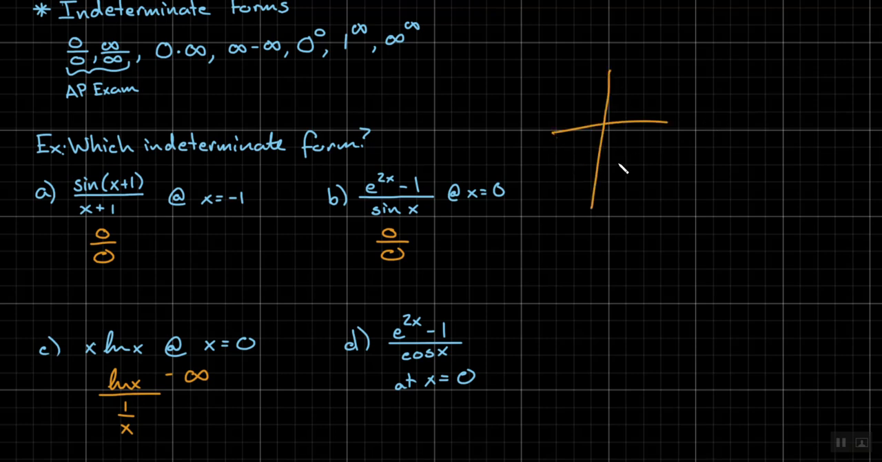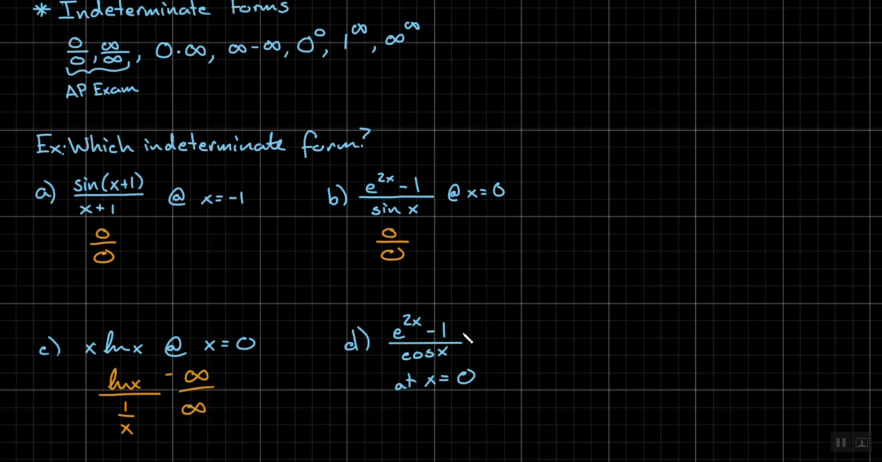Yep, so that's fair. Let me draw this correctly. If we look at the natural log, this is what its graph looks like. And as I get really close to 0, I shoot toward -infinity. So that's what I'm using to make sense of that. So I get -infinity over infinity, and that's an indeterminate form.